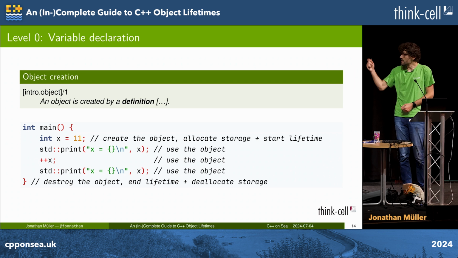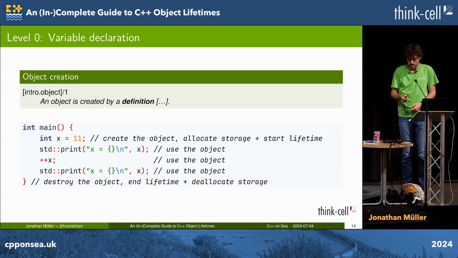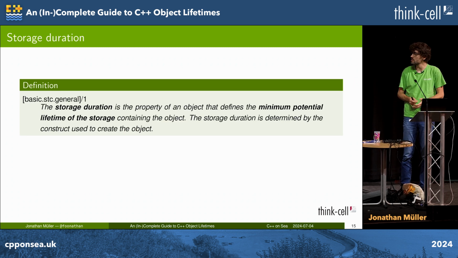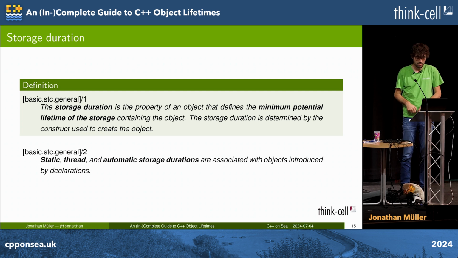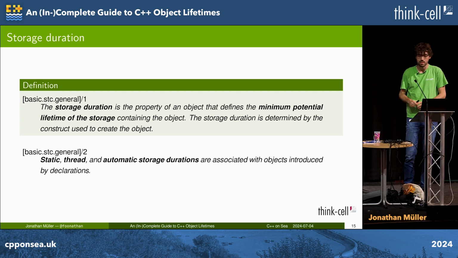Now, in order to understand exactly how long an object is alive when we have a variable definition, we need to first look at the storage duration. The storage duration essentially defines the minimum potential lifetime of the storage that contains the object, and it is determined by how we create the object. There are three kinds that we need to care about here: static storage duration, thread storage duration, and automatic storage duration.